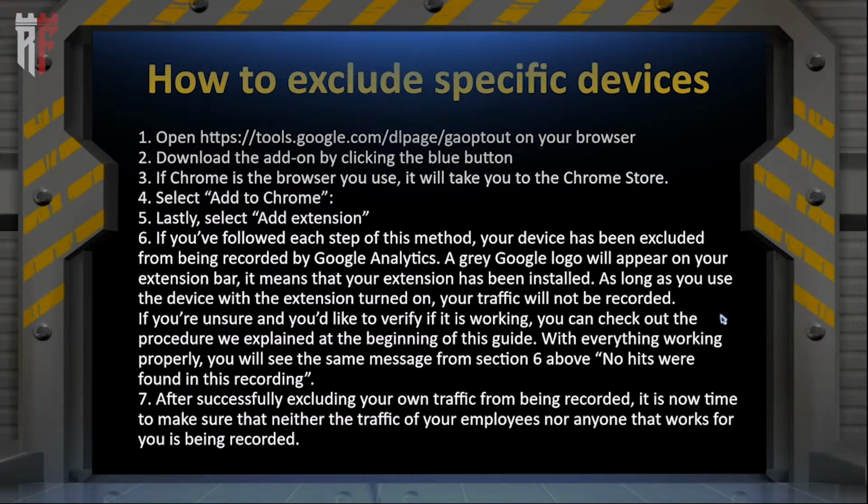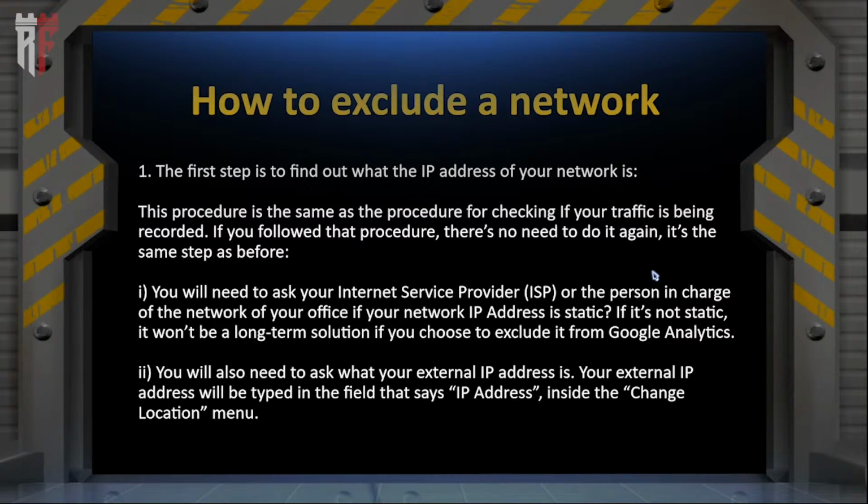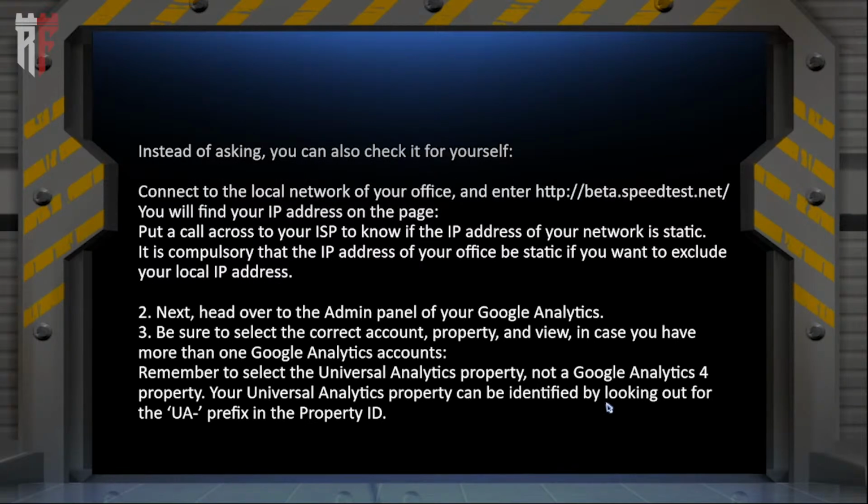You can exclude specific devices, right? We can download and install this extension. We can also do all this, and we can exclude our IP address and the ISP address. That is the goal of all of this. You want to exclude your network. This is the procedure, the same procedure as we went through in the video. First step, find out what is the IP address. We want to exclude the IP and the ISP address. That way our Google Analytics data is correct.